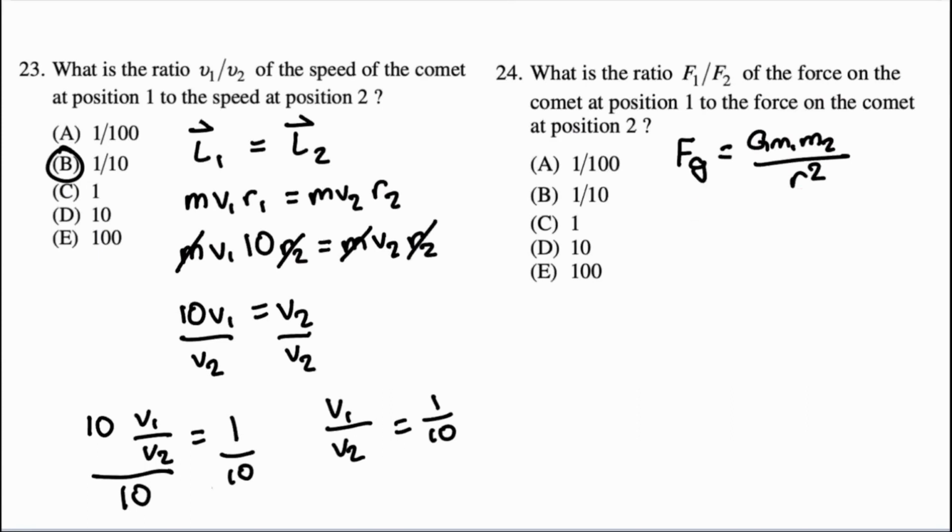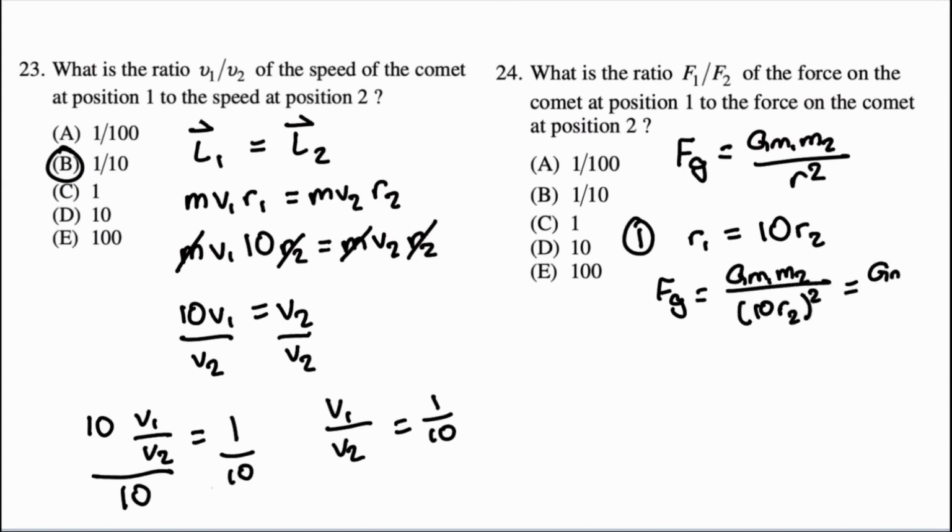So at position 1, we're going to say that r1 is equal to 10 r2. So Fg is equal to G m1 m2 over (10 r2) squared, which is just G m1 m2 over 100 r2 squared. Now at position 2, it's going to be G m1 m2 over r2 squared. And that's really it. We can't really simplify that any further.